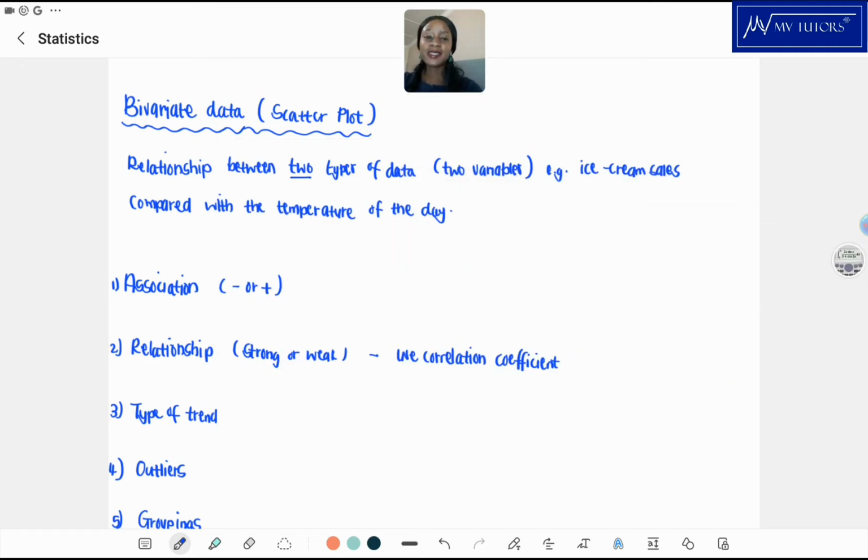All right, so what is bivariate data? Like I said, that's where you have data that has two things to talk about, two variables. For example, ice cream sales compared to the temperature of the day, where you're expecting that the colder it is, the fewer ice cream sales you'll have, and the hotter it is, the more ice cream sales you'll have.